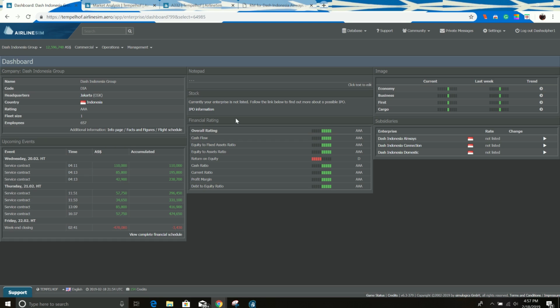Obviously, if you're familiar with Airlinesim, it is a holding company for 3 different airlines. As you can see over here from the subsidiaries tab, it is Dash Indonesia Airways, Connection, and Domestic. All of them perform different roles within the country. All of them are under this one.